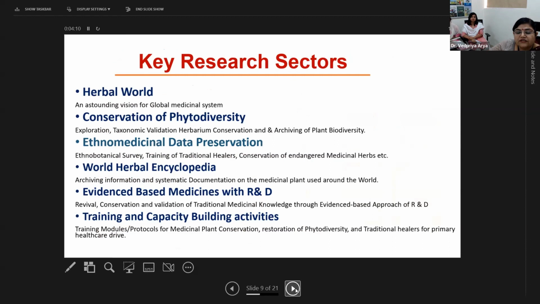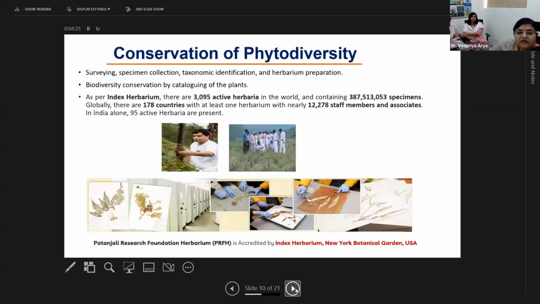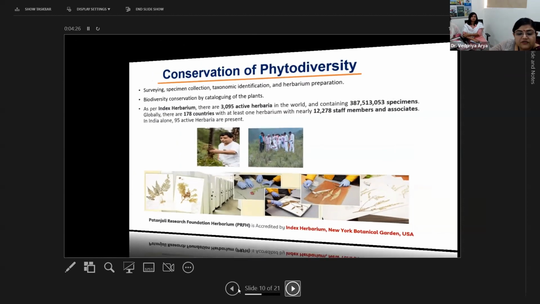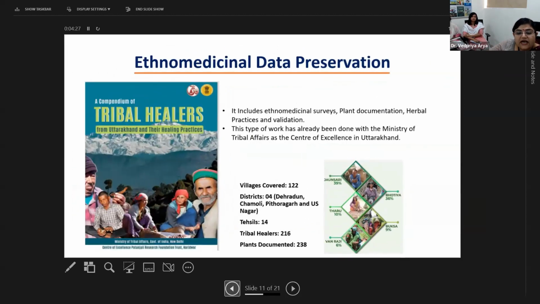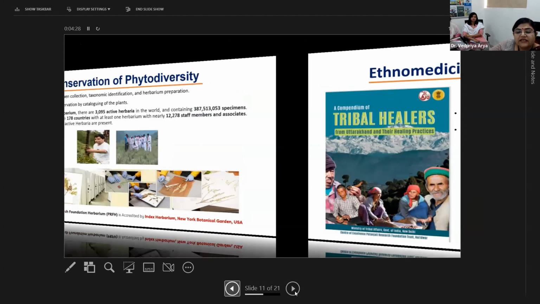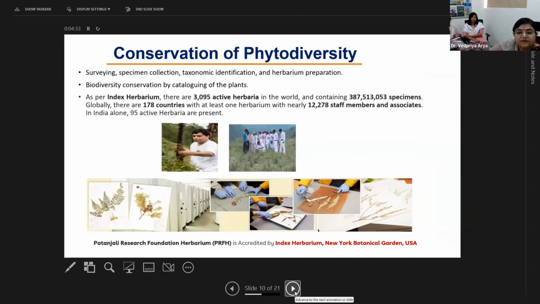We are working on the herbal ward, conservation of phytodiversity, ethnomedicinal data preservation, and, very important, the World Herbal Encyclopedia. We are working in several other domains of training and capacity building activities. Our phytodiversity division is accredited by the New York Botanical Garden Index Herbarium. We are collecting live plants from the field.